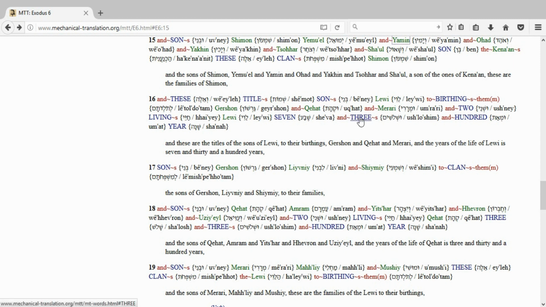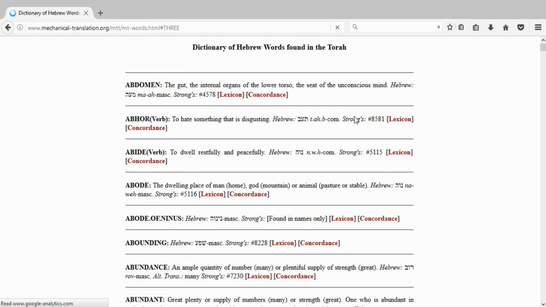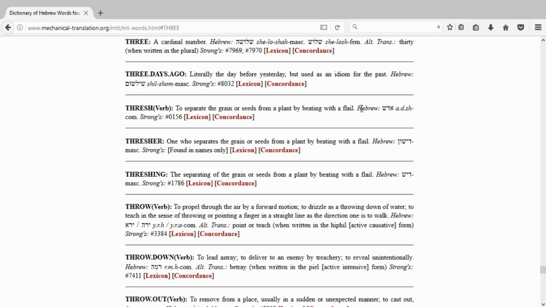One thing to note here, 30. In the Hebrew, it's simply the word shalosh, which means 3, in the plural form, shaloshim. So 3 is shalosh, 30 is the plural form, shaloshim. And you can understand that by looking in the dictionary. We click on 3. A cardinal number. Alternate translations is 30 when written in the plural.